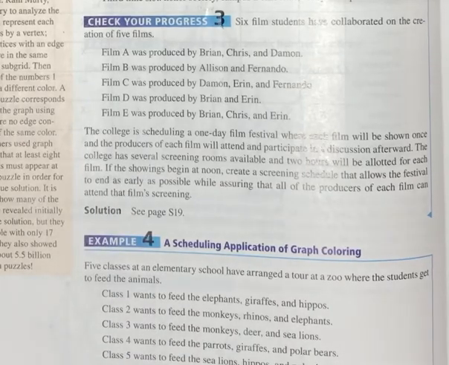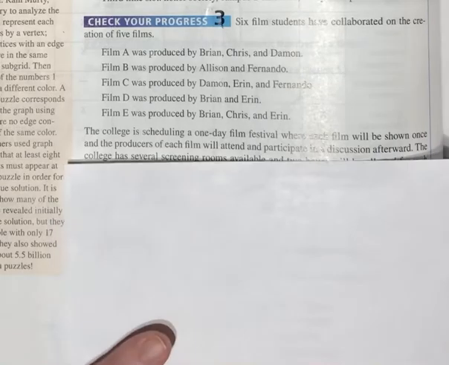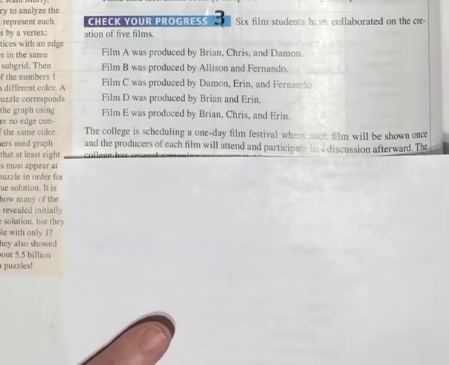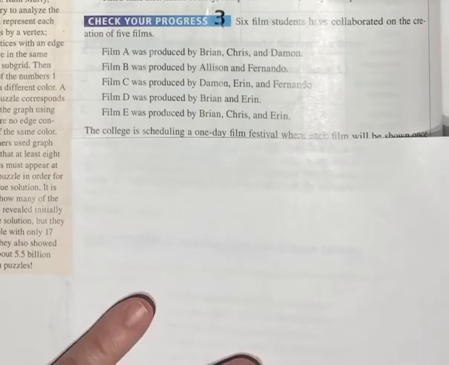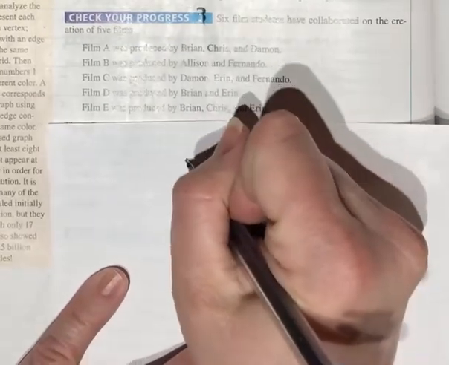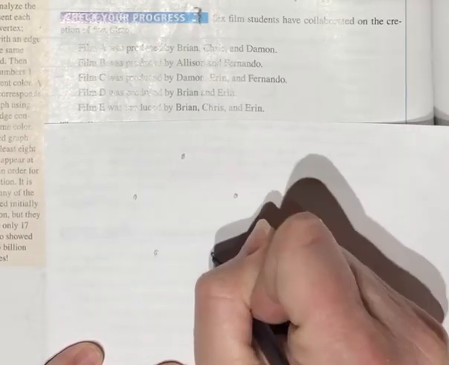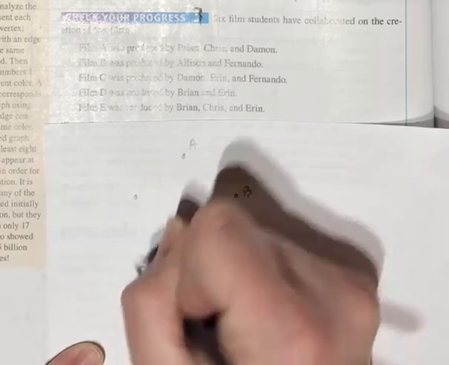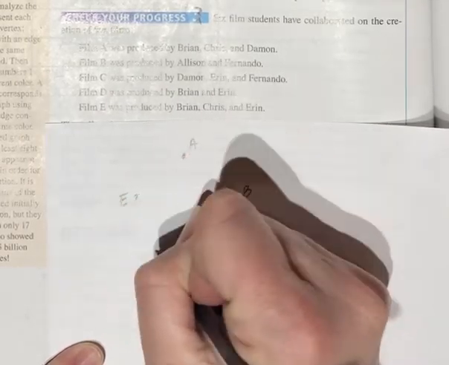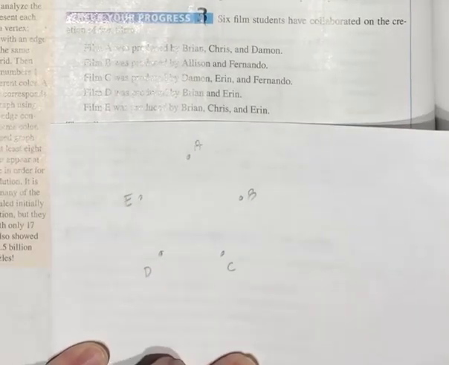So the challenge on this one right away is drawing this graph, okay? There's not a nice chart like there was for example 3. This one is a little bit more difficult. So I'm going to start with my 5 vertices. And I'm just going to call them A, B, C, D, E. These represent our 5 films, okay?